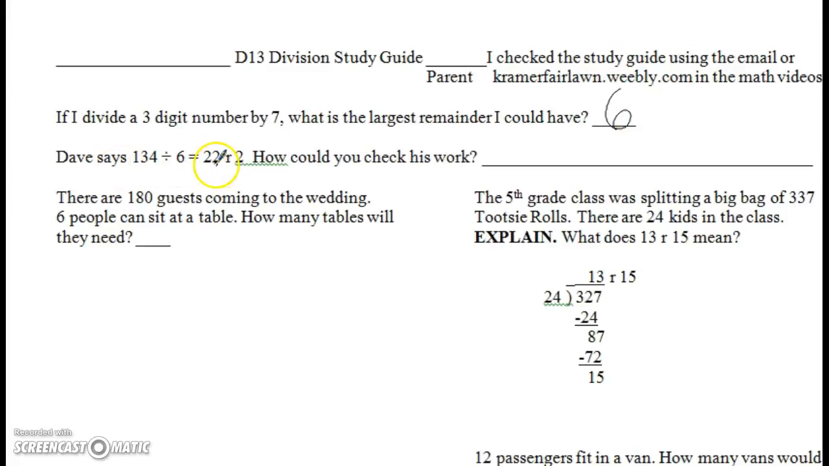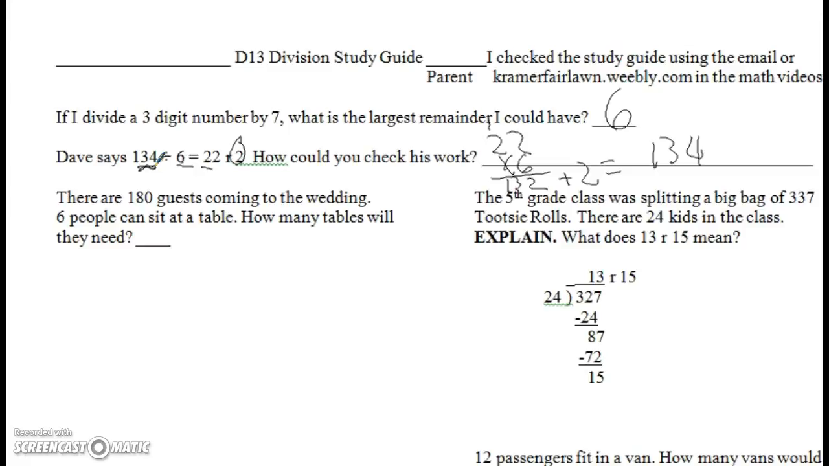How can I check Dave's work? I'm going to take the two numbers on the outside, multiply them together. So I'm taking 22 times 6. And then when I get the answer for that, 132, I'm going to add on the remainder, plus 2 equals 134, which is what we started with.